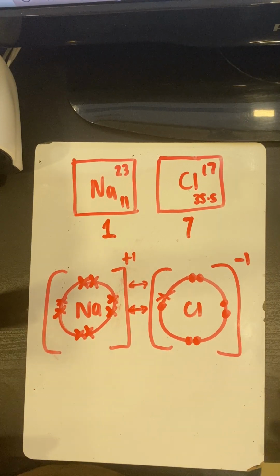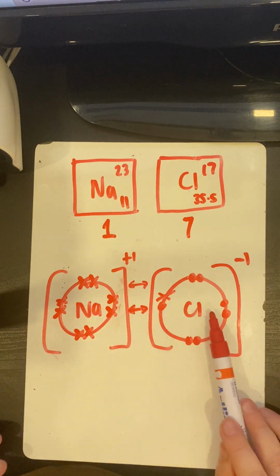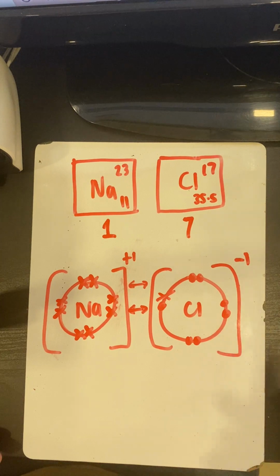Next time you look at a salt crystal that's going on your dinner, think about the fact that there are millions and billions and trillions of these sodium and chloride ions. How cool is that?